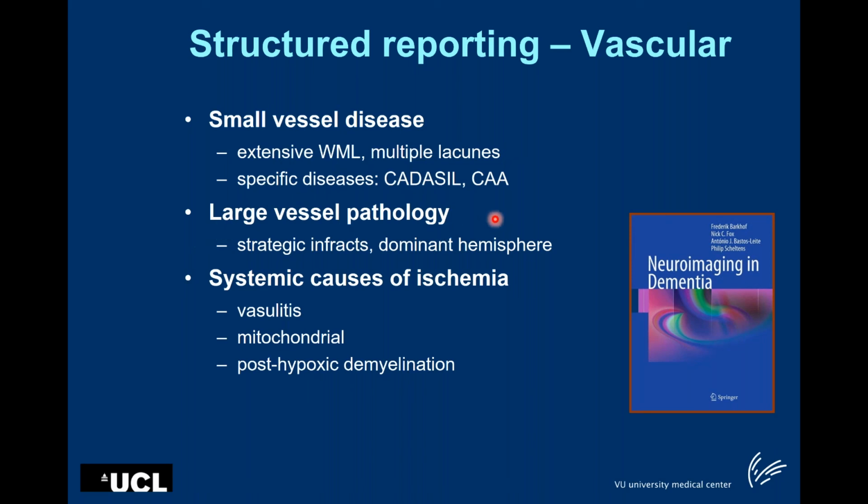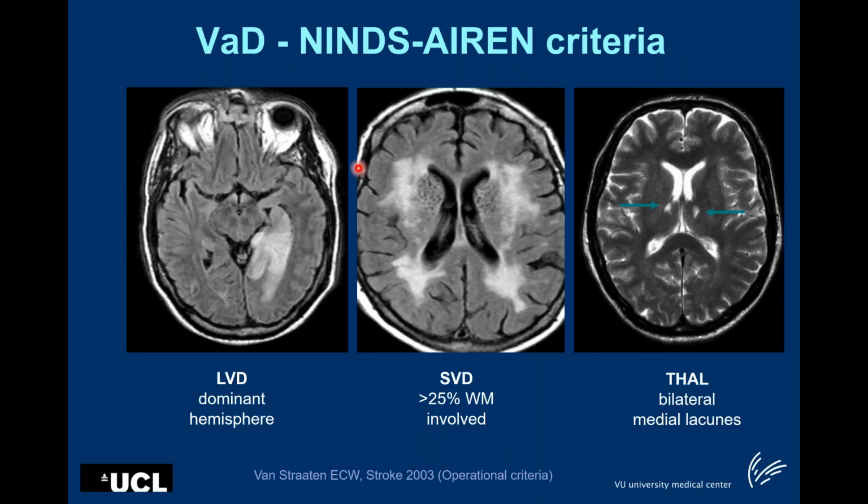Then there's large vessel pathology, so strokes that may cause dementia, and sometimes the people have had a stroke clinically, sometimes these are silent infarcts. And then there are systemic causes of ischemia. We already discussed briefly the post-hypoxic demyelination, but you can also have mitochondrial diseases and vasculitis that may lead to dementia. Here's an overview of the types of pathology. This is a large vessel pathology, a stroke in the posterior cerebral artery territory, leading to involvement of the hippocampus.